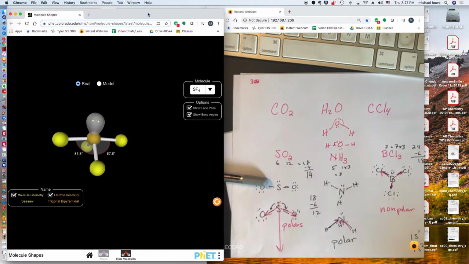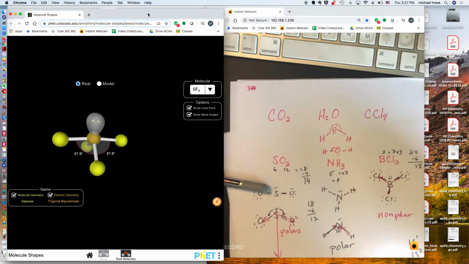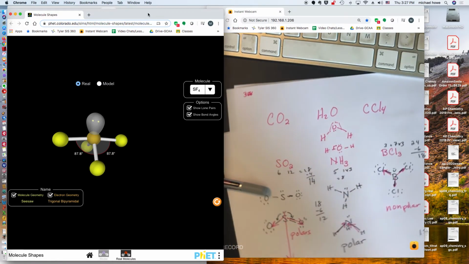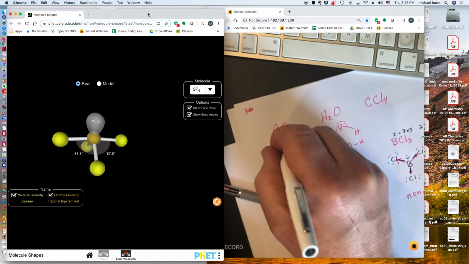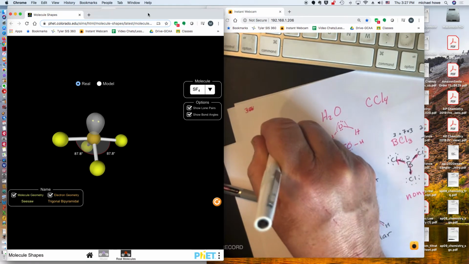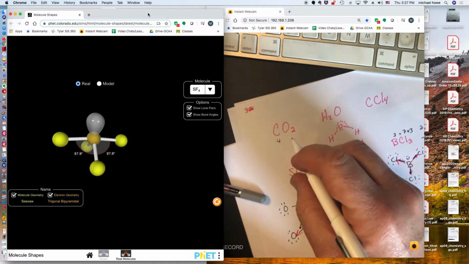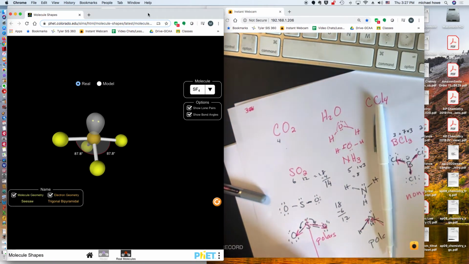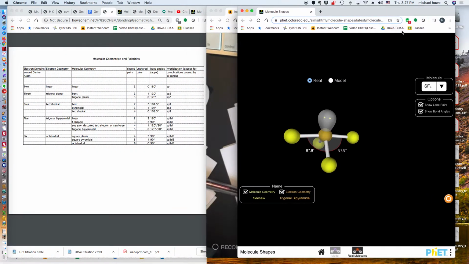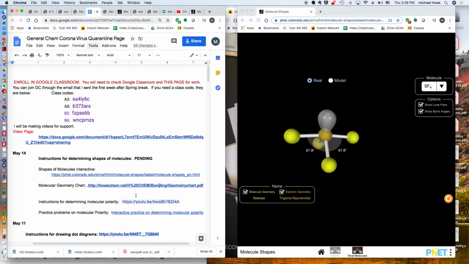Now let's take a look at a couple I didn't do over here. Let's just do CO2. So C has 4 valence electrons. We're going to draw a dot diagram for it using the rules that I showed you in the video that I made previously. I'll remind you where that video is. So you come back here.